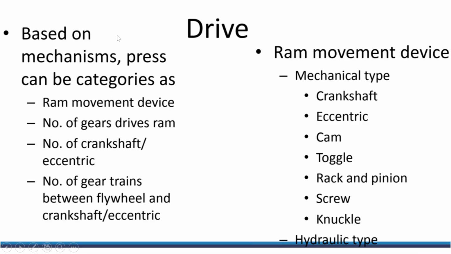Drive is based on mechanism. Presses can be categorized as ram movement devices. Based on this there can also be presses by number of gears, drives, ram, number of crankshafts or eccentrics, and number of gear trains between flywheel and crankshaft or eccentric. Now based on ram movement devices, the mechanical type includes crankshaft, eccentric, cam, toggle, rack and pinion, screw and knuckle, or it can be the hydraulic type.